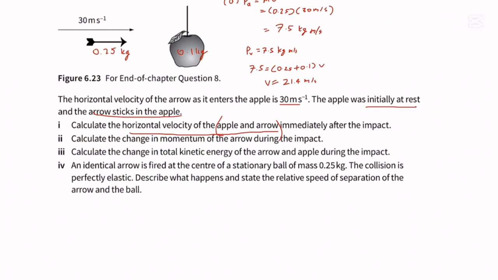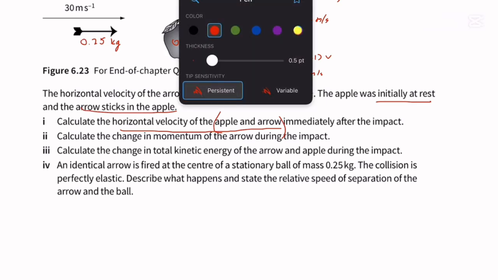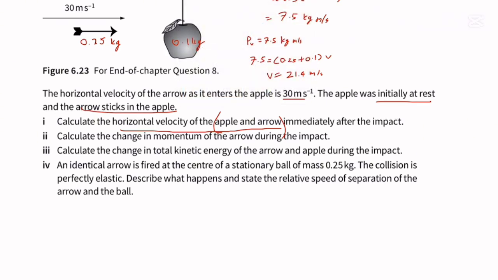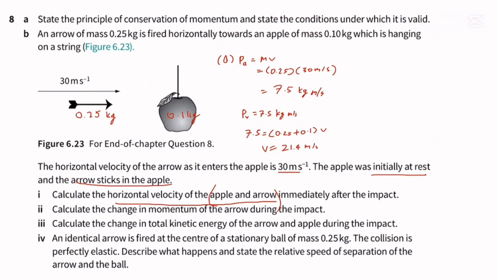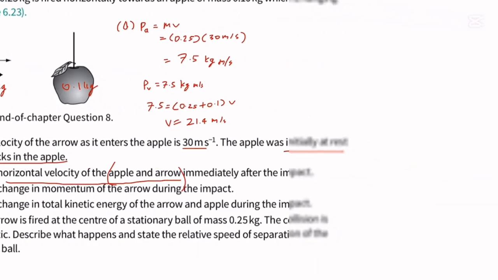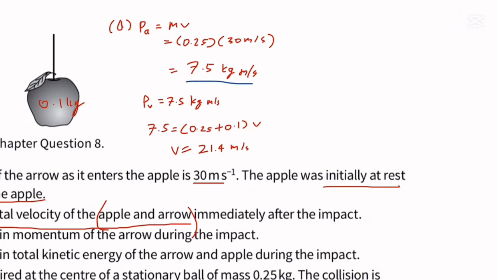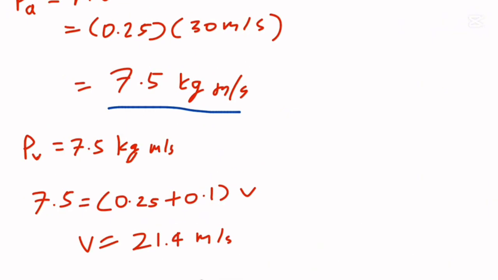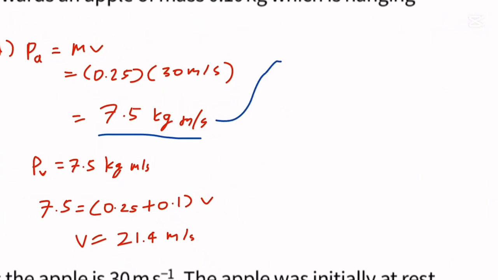Question number 2. Let's use a different color. Calculate the change in momentum of the arrow during the impact. To calculate the change in momentum, we have to calculate the momentum before the collision and the momentum after the collision of the arrow. Let's calculate the momentum before the collision, and we already did that in part B.